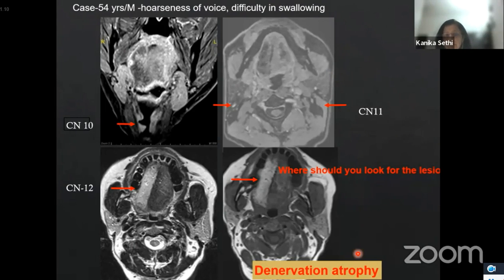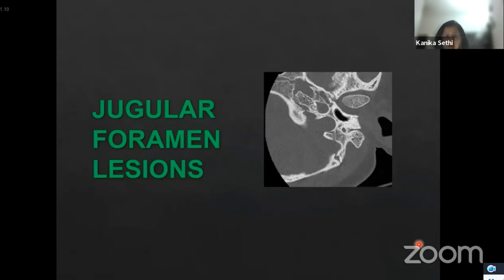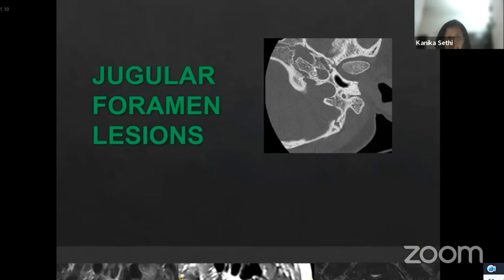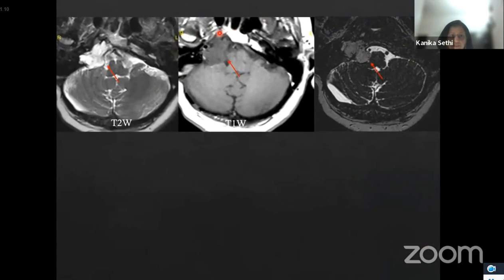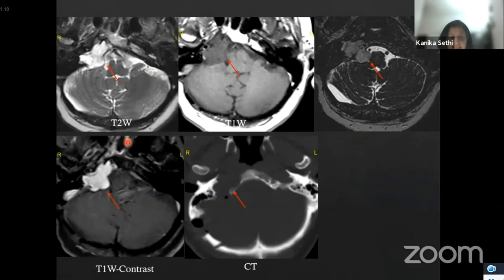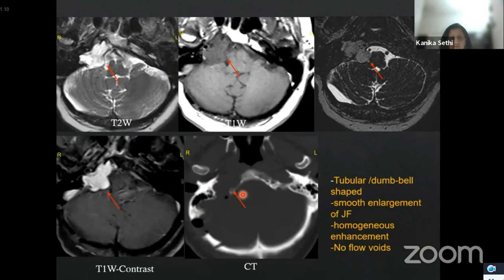Okay, so that means the lesion is higher up. It's somewhere in the jugular fossa. So this lesion, it showed a large expansile lesion in the right jugular fossa. It is intensely enhancing. The jugular fossa is expanded. There is no erosion. So that was a case of a schwannoma, a dumbbell-shaped lesion with smooth enlargement of the jugular fossa, homogeneous enhancement. And on MRI, I can't see any fluids within the lesion.